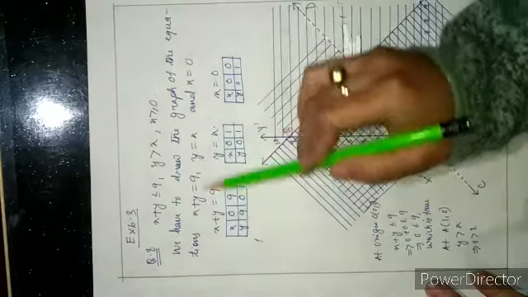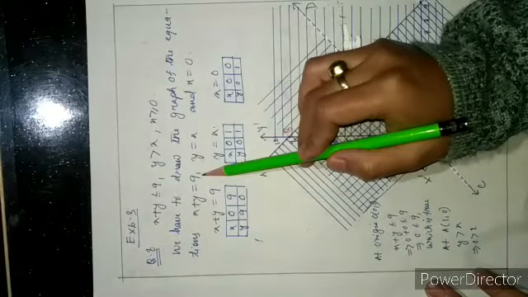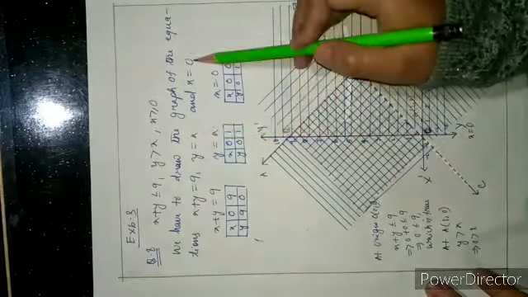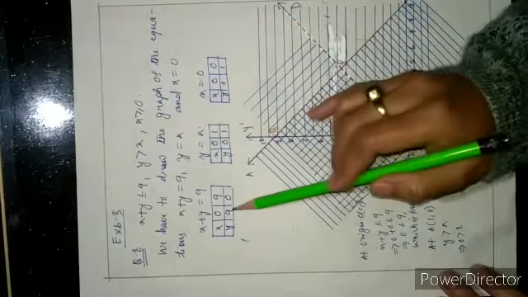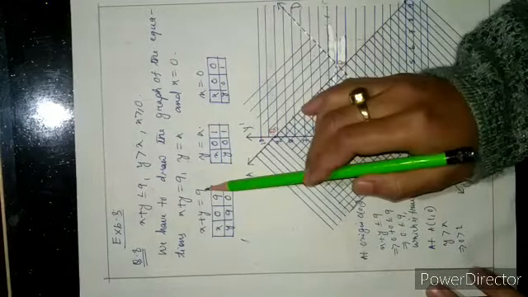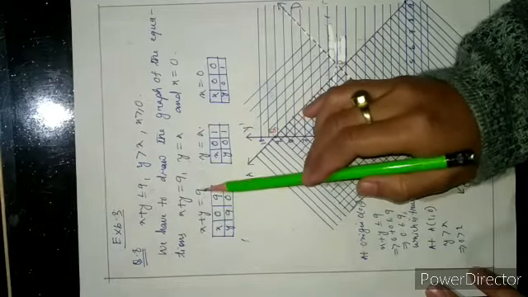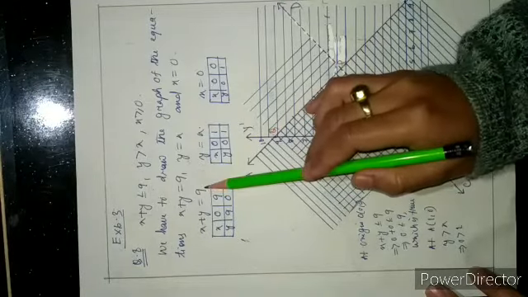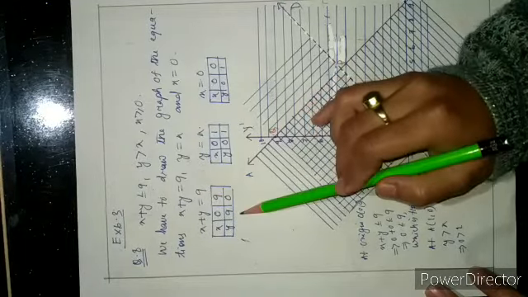We have to draw the graph of the equation x plus y is equal to 9, y equals to x and x is equal to 0. Find some other pair satisfying x plus y is equal to 9.